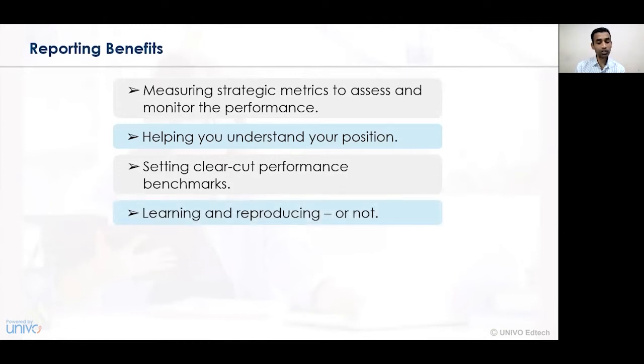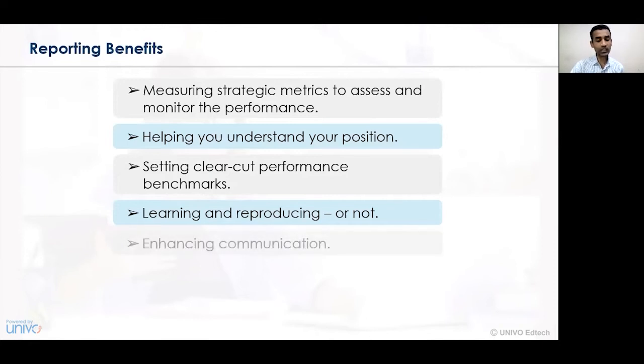Learning and reproducing or not. So in the entire course of activity, whenever a report is being prepared or a series of activities is being completed, one has to also understand the concept of learning and reproducing. That is, whatever activity is being conducted, it may give you a certain amount of learning, or a certain amount of understanding as to the involvement of certain tasks in a certain business organization for a certain amount of modulation.